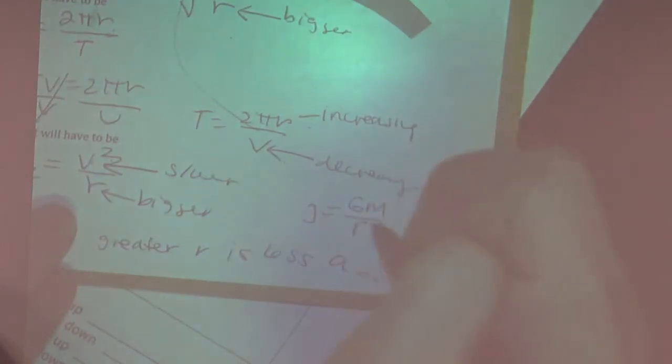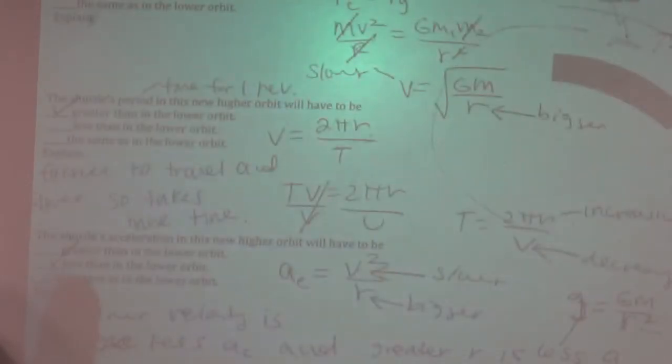You also can use, so the centripetal acceleration is also the acceleration due to gravity, the little g, which is GM over r squared. So you also can use this dependence. A greater radius, you're dividing by a greater number, so that makes the acceleration due to gravity smaller, so smaller acceleration. Because your acceleration due to gravity is your centripetal acceleration here.